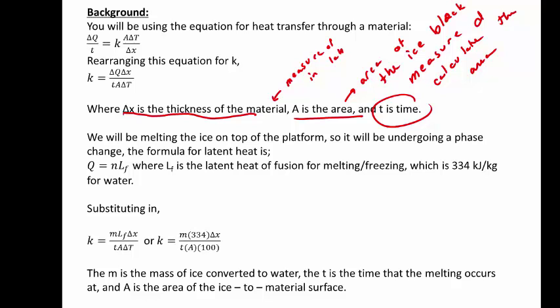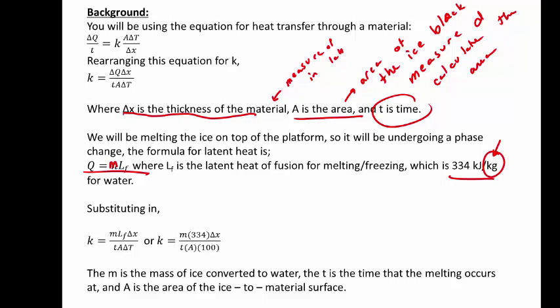So you're going to be melting the ice on top of the platform. It's undergoing a phase change. And the formula for latent heat is this. And this should be an m, not an n. It's m. Q equals m L_f, where L_f is the latent heat of fusion for melting and freezing, which I'm giving to you. And for water, it's 334 kilojoules per kilogram. Notice this is kilograms.